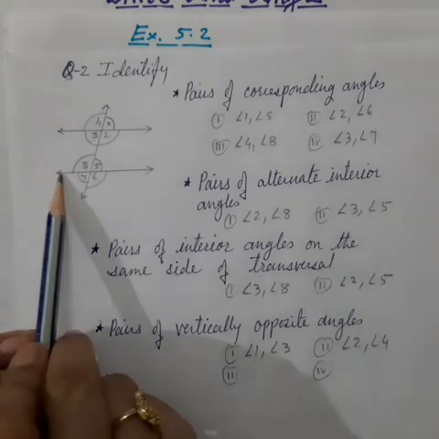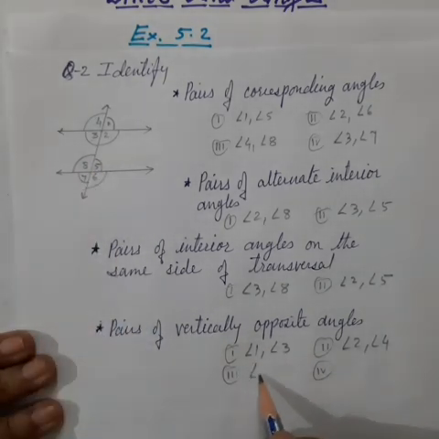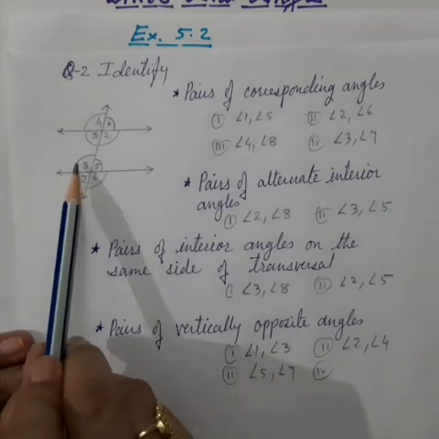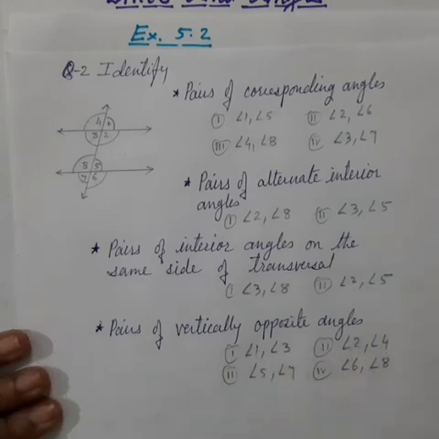Now here also two lines are intersecting. So angle 5 and angle 7 are vertically opposite angles, and angle 6 and angle 8. So we get here 4 pairs of vertically opposite angles.